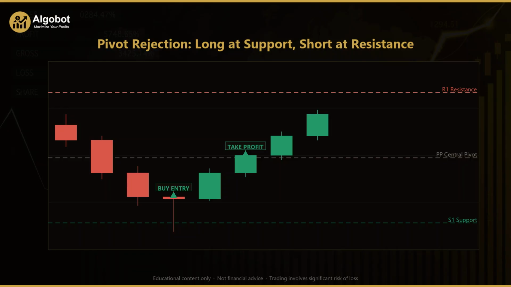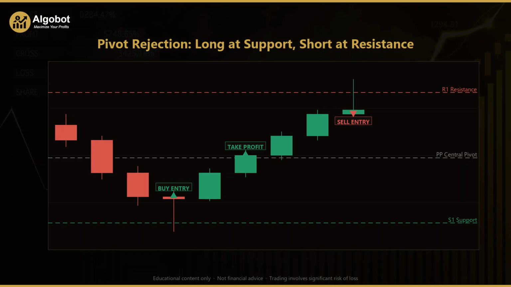Over the next couple of candles, price lifts steadily off support and climbs back toward the middle. As it reaches the gray central pivot near 1.0860, the long trade reaches its take profit. That's the mean reversion idea in action. Fade the rejection at the edge and aim for the center.